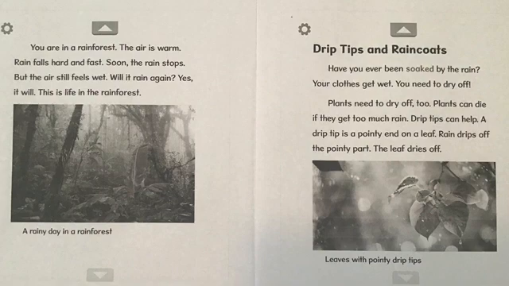Drip tips and raincoats. Have you ever been soaked by the rain? Your clothes get wet. You need to dry off. Plants need to dry off too. Plants can die if they get too much rain. Drip tips can help. A drip tip is a pointy end on a leaf. Rain drips off the pointy part. The leaf dries off. Then it shows us a photograph, a real picture of leaves with pointy drip tips.